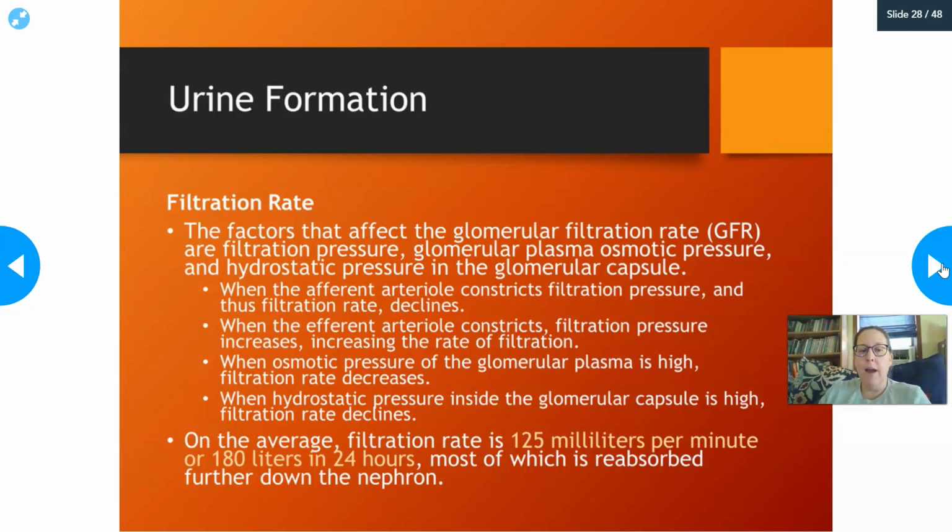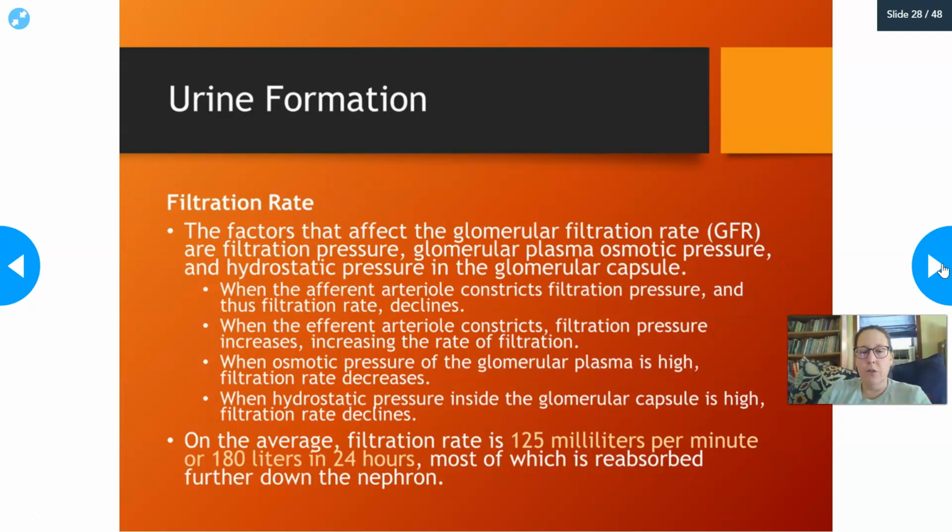So when the afferent arteriole constricts, filtration pressure and thus filtration rate declines. Remember, the afferent was the wide one, and the efferent was the small one, the exit one, right? And the fact that this is big and this is small causes a pressure difference and causes filtration. If this one constricts and becomes smaller, then they're going to be equal. There won't be a difference, or it'll be very little difference, and therefore your filtration rate will decline. And it could potentially even stop.